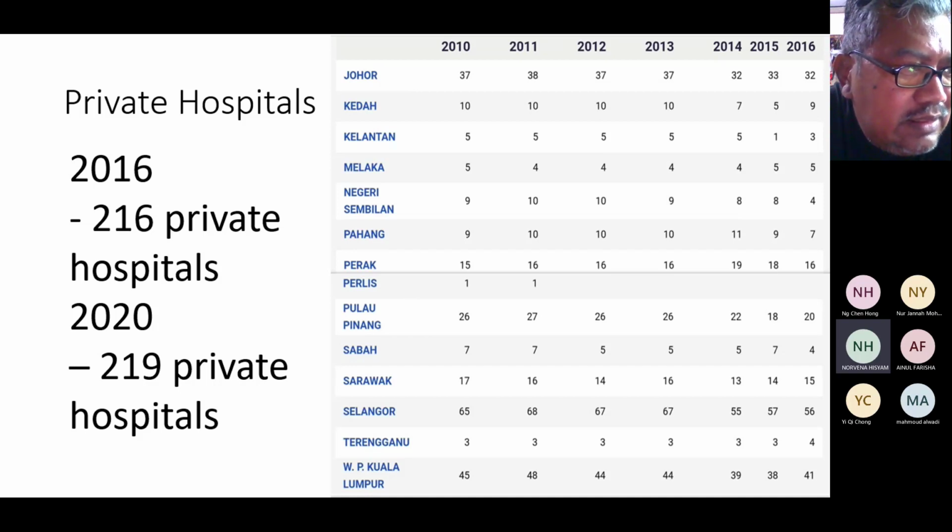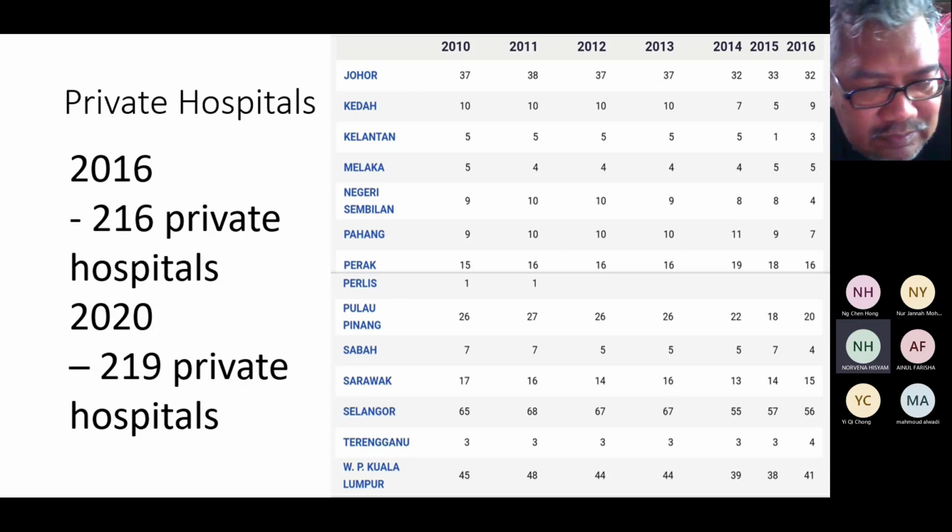The next highest is Penang with 20 private hospitals. So it is very much a reflection of their ability to pay. The other large one is Johor with 32. Johor also is a large state, and they have 32 private hospitals there, compared to the rest, where they have less money to spend on health.